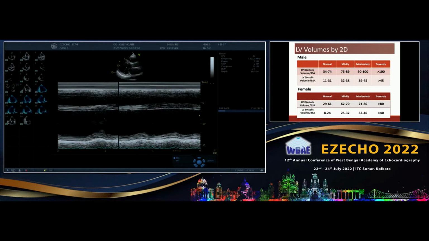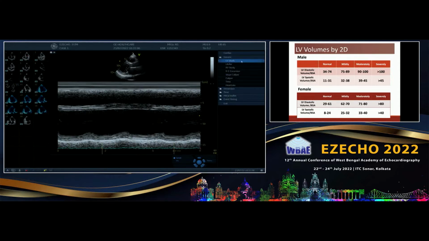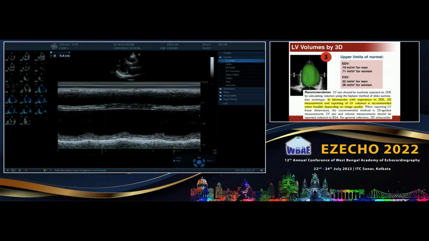Correct. Now let us have the M mode measurement. And so what is the relative wall thickness? Do you have that formula for the relative wall thickness? It will be there. Probably we'll get it.